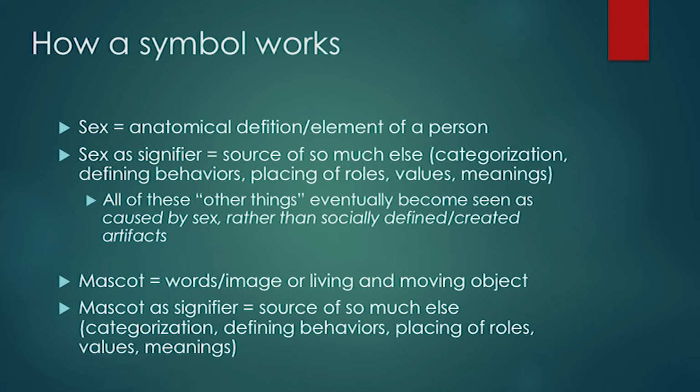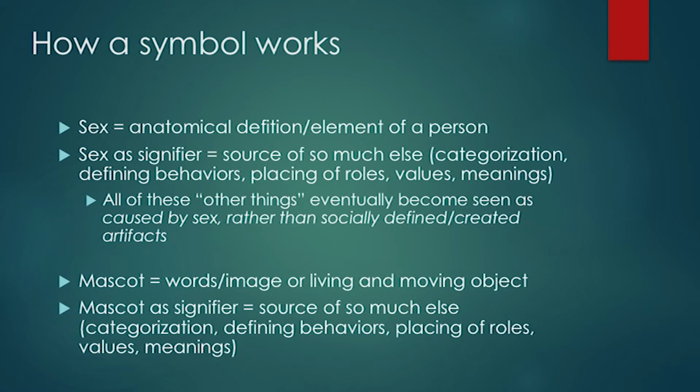All right, so let's talk a little bit more about how a symbol works, and let's use as our example sex, the anatomical definition or element of a person. That's the straightforward version of it. But sex as a signifier is a source for so many other things: a categorization of people, defining behaviors, placing roles on individuals, values, and meanings all get derived from this initial element of defining someone's sex. So all of these other things get built off of it. And then at some point, they get seen as being caused by that person's sex rather than just being socially defined and socially created. The role that someone plays in a household or in society is certainly a socially constructed role. But if it's tied to someone's sex enough over time, it takes on what appears to be a causal relationship between the two of them.